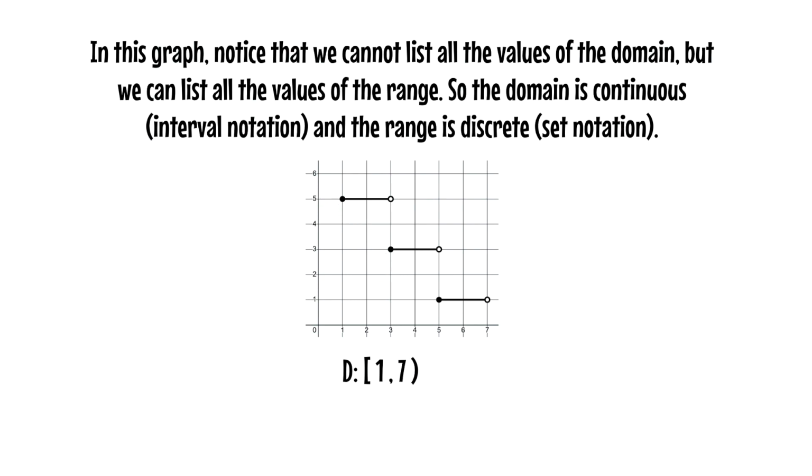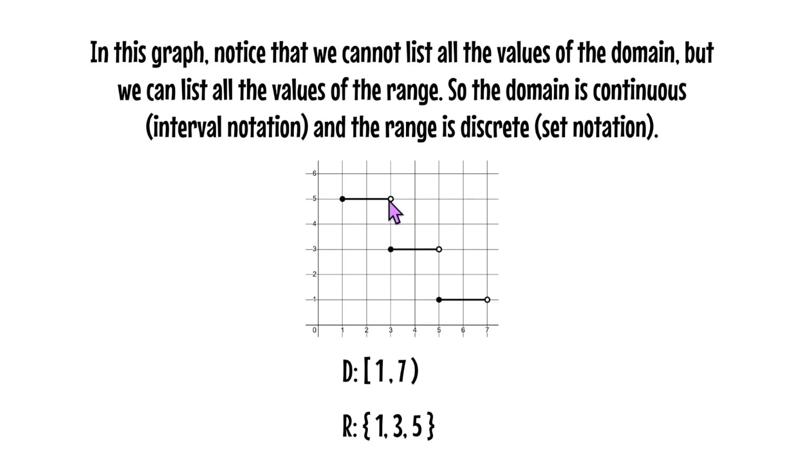And when we look at the range, we see that as we move up from the bottom of the graph, there's no graph down here. The first part of the graph begins here at y equals 1, and then there aren't any values in between here. There's no graph in between here until we get to 3. And then again, no values in between here until we get to 5. And so the values of the range are just 1, 3, and 5, and we can list them all. Therefore, we list them in set notation.